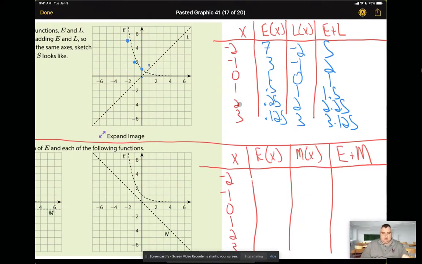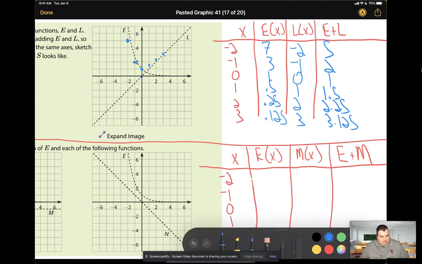At x equals 2, I'm going to be at 2.25, which is right here, approximately. Again, I'm just estimating. And at x equals 3, I'm going to be at 3.125. So 3.125 is right there.